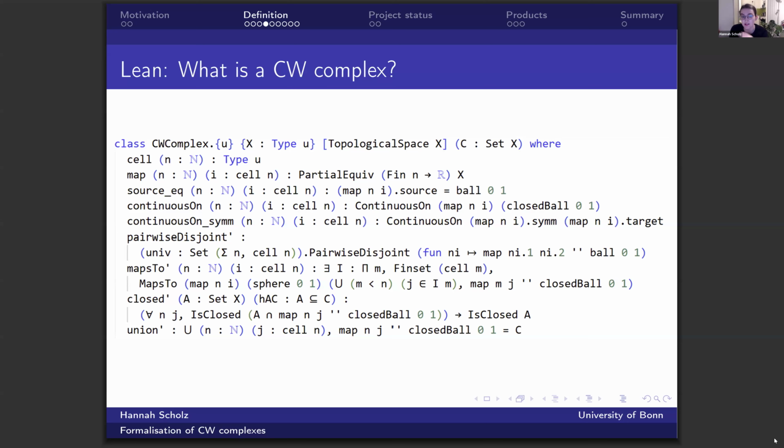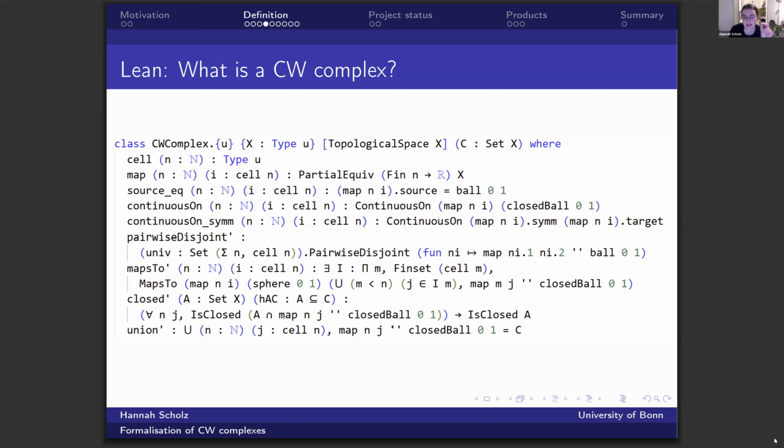Pairwise disjoint is that two open cells are disjoint. Maps to prime is closure finiteness. You can see for every cell, we pick in every dimension a finite set. And then we say that the sphere gets mapped to the cells in those finite sets of lower dimension. And then closed prime is weak topology. You can see we modified this a bit here. You need to take A and C because you can't really relate a set outside of your CW complex to the cells. So you need to require that it is in your CW complex. But then it's the same. You say that the set is closed if its intersection with every closed cell is closed.